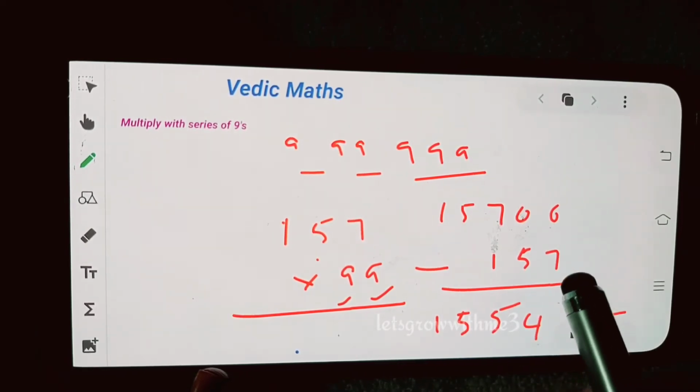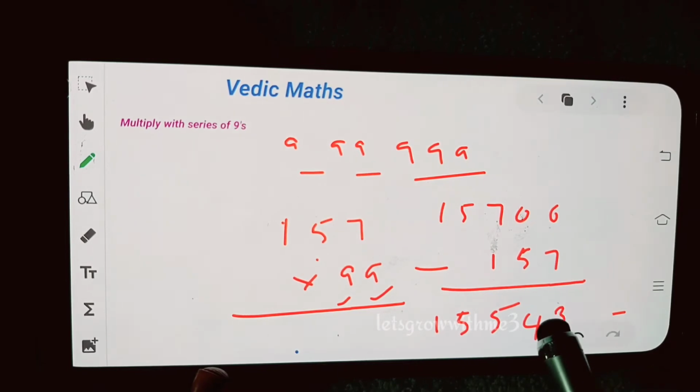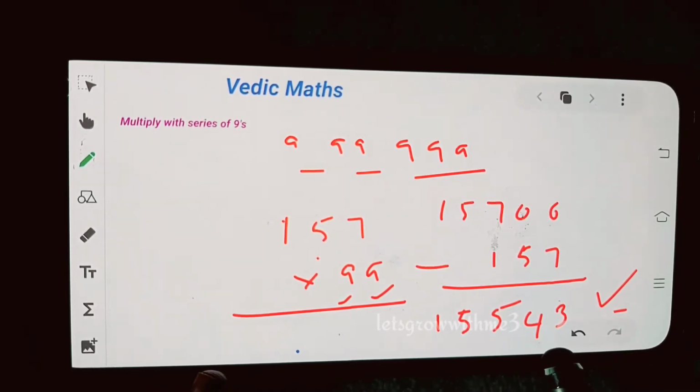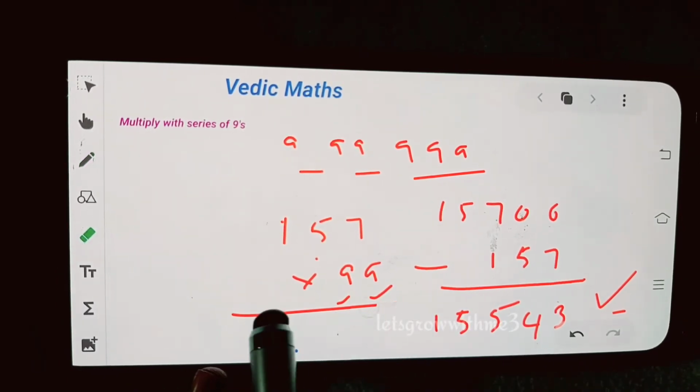So 15700 minus 157: 7 minus 1... 7 minus 7 is 0, but because of the borrow combination the next is 5, and then because of the borrow combination it is 4, and then 3 as it is. That's our answer. Let's proceed to our next question.